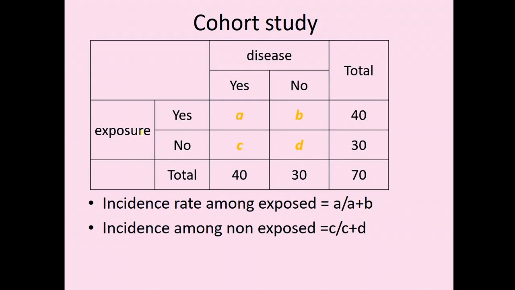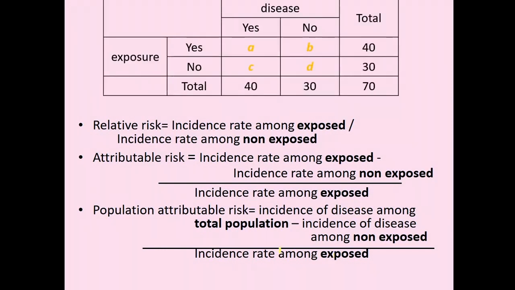Cohort study: the same way, exposure will be here, the outcome or the disease will be here, and A, B, C, D will be plotted here. How a cohort study is different from the case control study is that we can calculate incidence rate. What was called the exposure rate in case control is here the incidence rate. That is given by the formula A by A plus B among the exposed. For the non-exposed, it is C by C plus D. We calculate this with the same table.